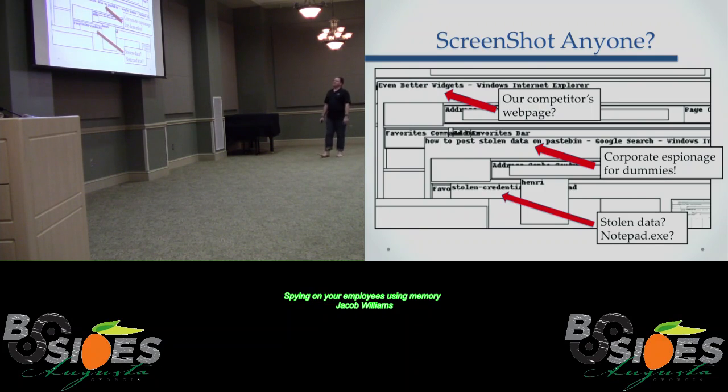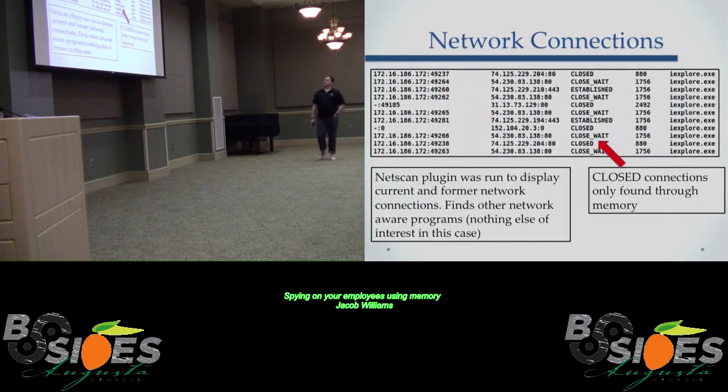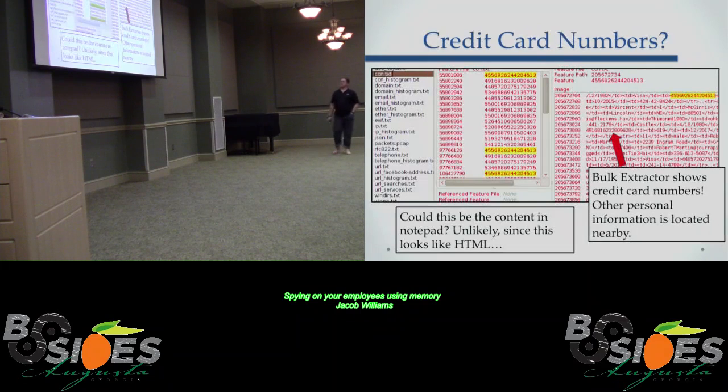Okay, well, we see something here with Henry, and we see stolen credit. I don't know what the rest of that is. Okay, so let's go ahead and continue on here. We see several closed network connections. I'm scanning through memory, looking for network connections. We find some closed connections. But I'm going to look at these IPs.